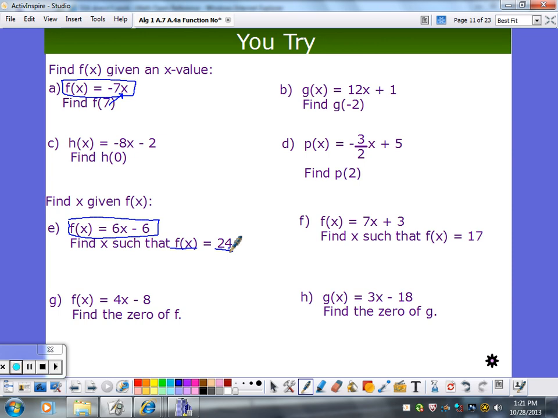So what do I do with this one? You take f of x out and put 24 in its place. This is the whole function, this is f of x, 6x minus 6. It equals 24, solve it for x. And then it says find the zero of this function.